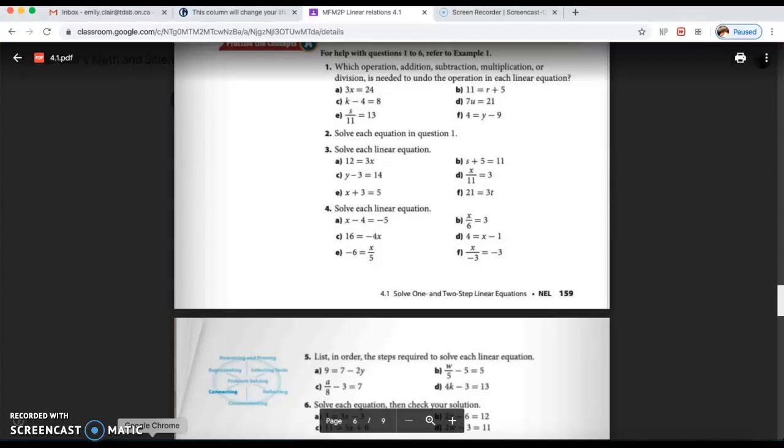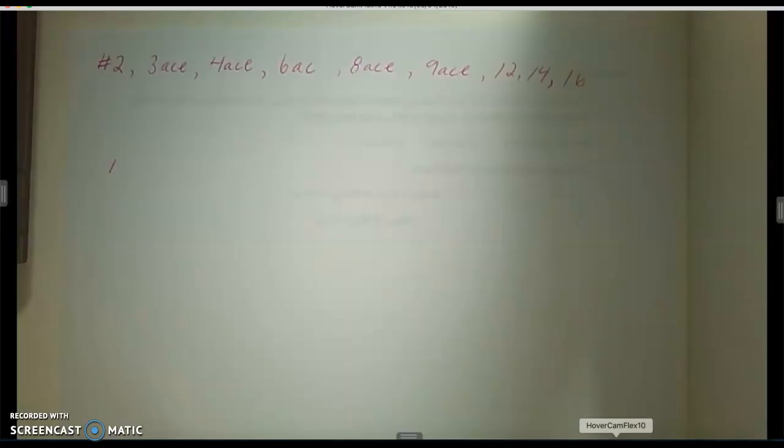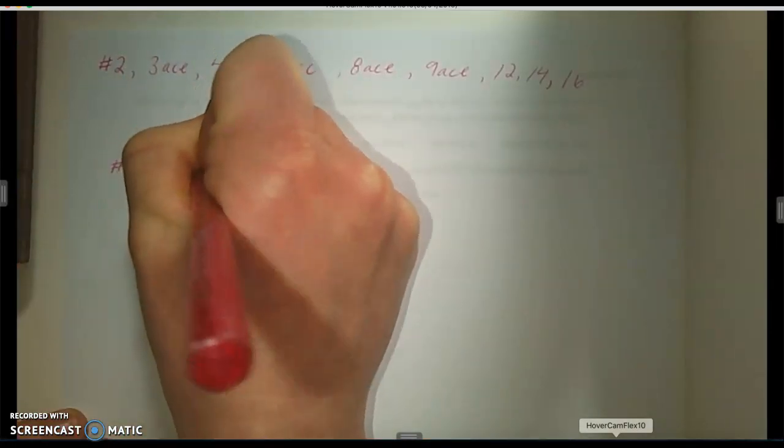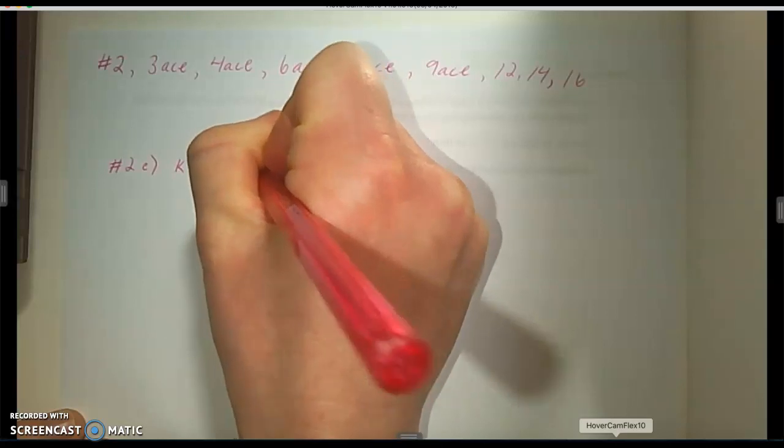Okay, so let's start with question number 2, which says solve each equation in question 1. And I did assign all of these. So I'm just going to pick 2 that I think are a good representation, and then you can try the other ones. Okay, so I'm going to start with number 2C, which is this one right here, k minus 4 equals 8.